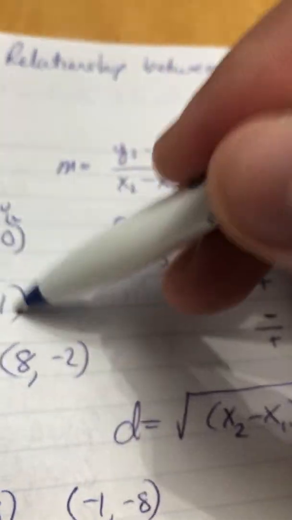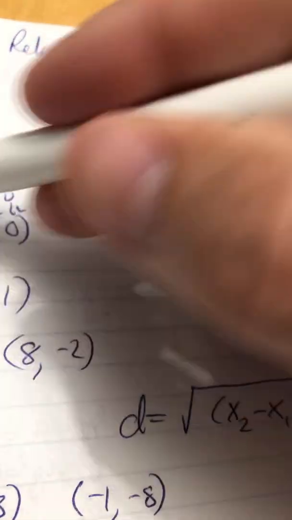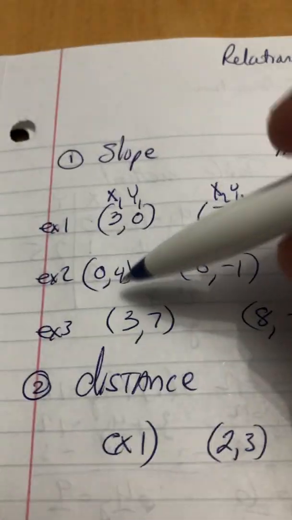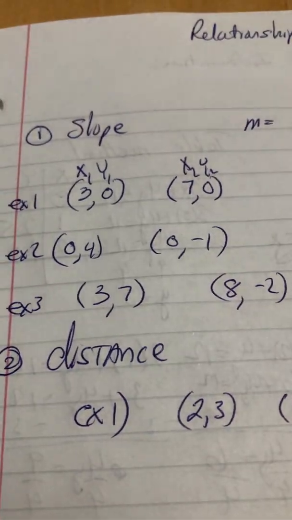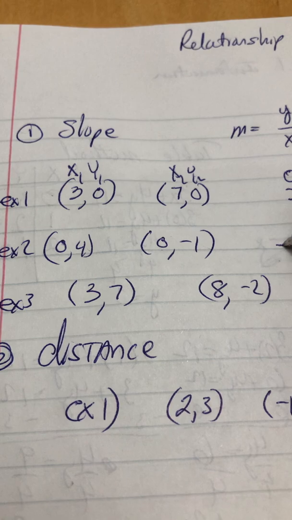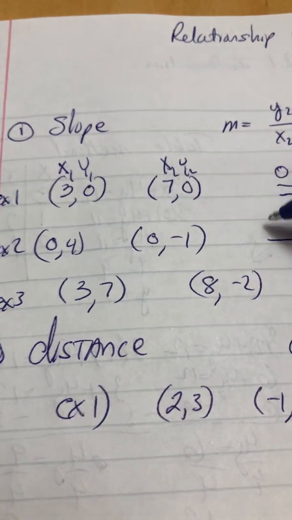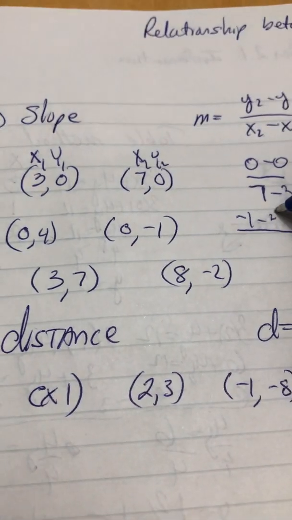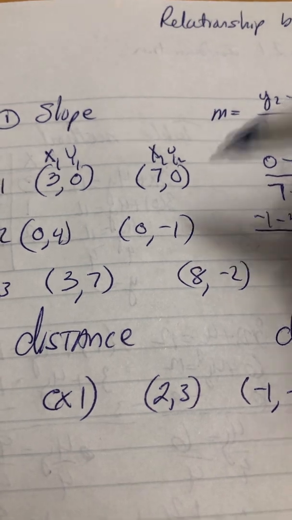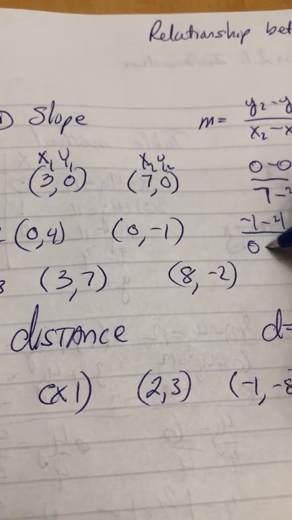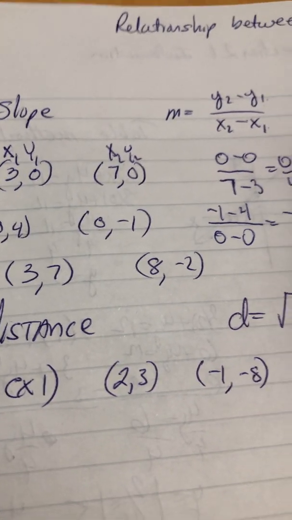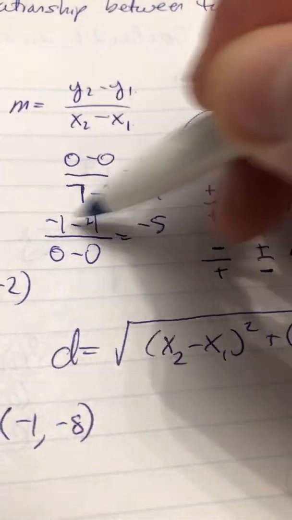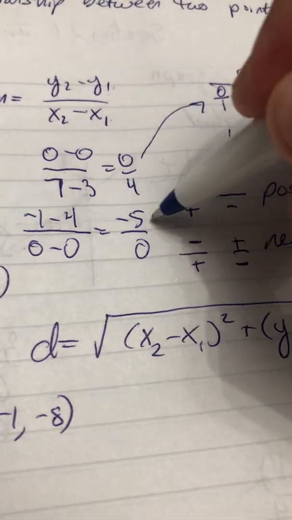Now, 0, 4, and 0, negative 1, following my coordinates again. So the y2 minus y1 is negative 1 minus 4, and then 0 minus 0. Well, I got negative 5 coming out of that top over 0. Well, that is my undefined.